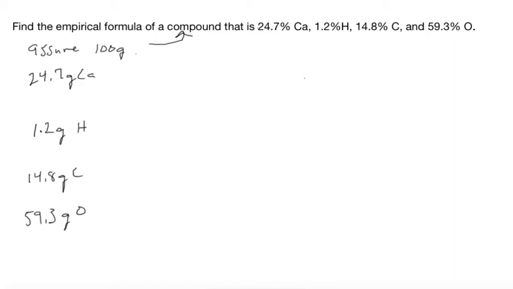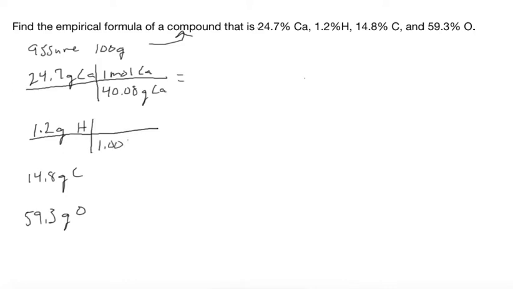Alright, so the next thing that we need to do is get moles. That's the common factor in a lot of these problems: you have to convert things to moles. So let's convert grams of calcium into moles of calcium. From the periodic table, I know that the molar mass of calcium is 40.08 grams in 1 mole of calcium. I'll set that up, and then I'll do the calculations in just a minute.